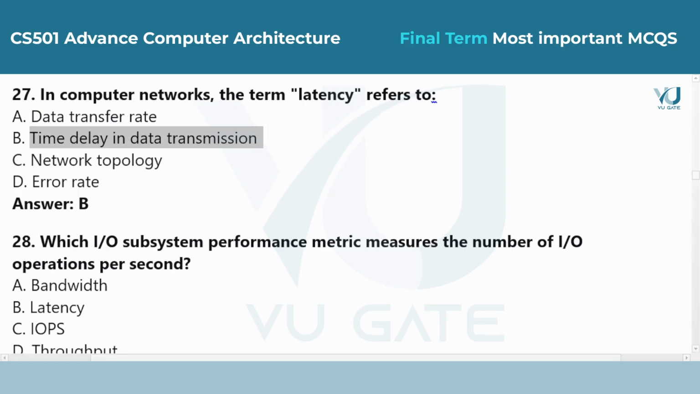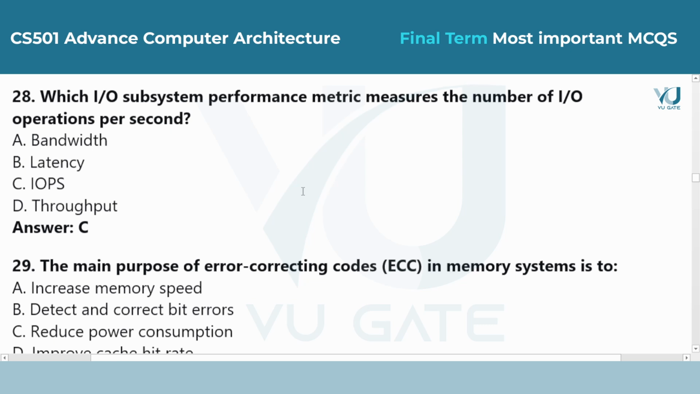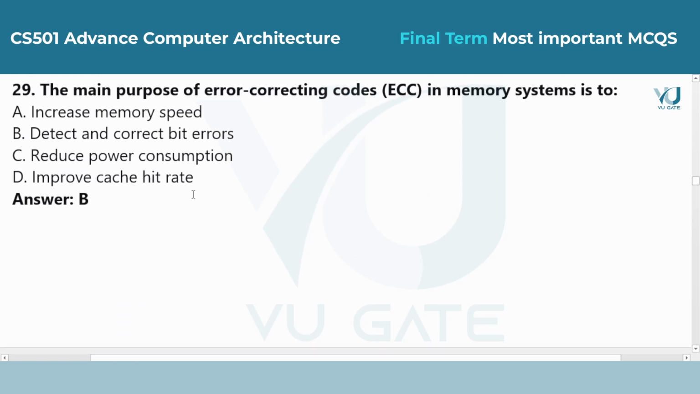Concept: it measures the time it takes for a data packet to travel from sender to receiver. 28. Question: which I/O subsystem performance metric measures the number of I/O operations per second? Answer: C, IOPS. Concept: this is a critical benchmark for comparing the speed of SSDs and hard drives. 29. Question: the main purpose of error-correcting codes in memory systems is to? Answer: B, detect and correct bit errors.